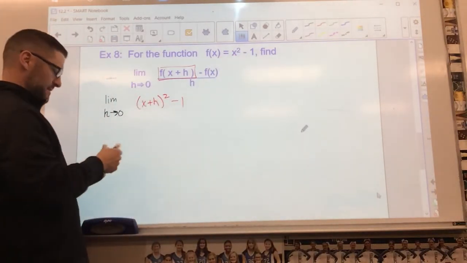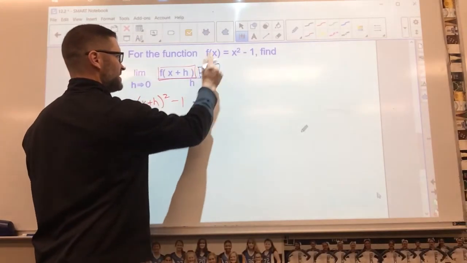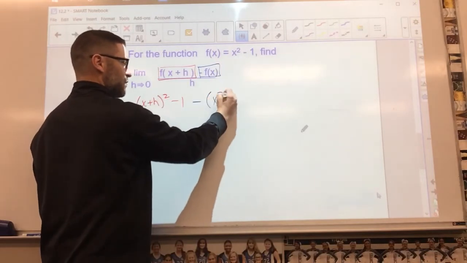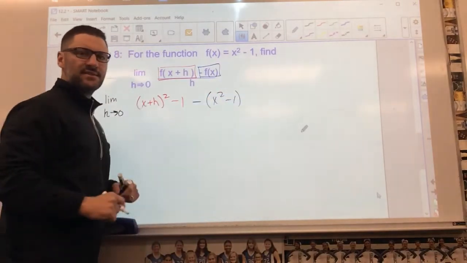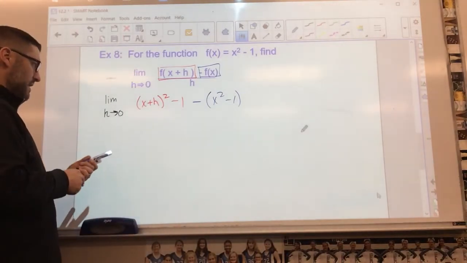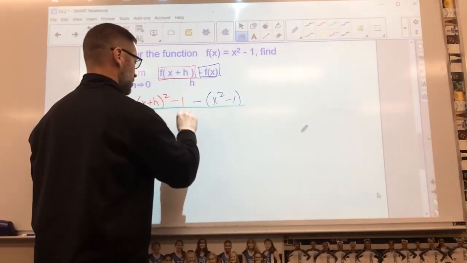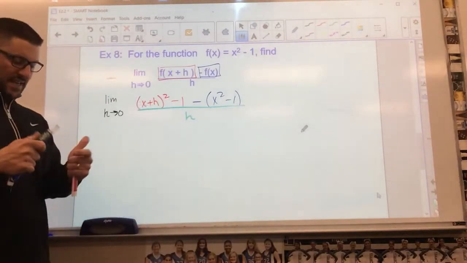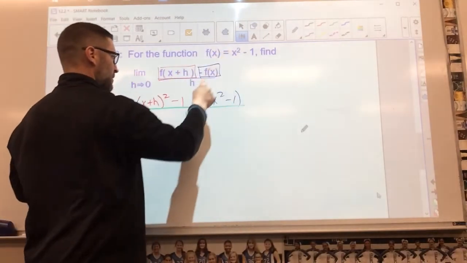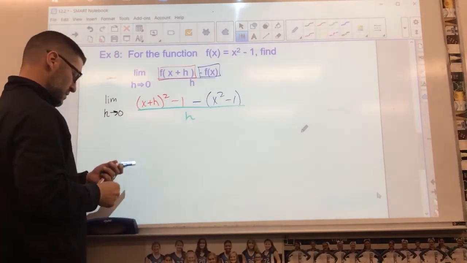Minus f of x. I'm going to use blue. Minus my f of x is the function, so minus the function x squared minus 1. Common mistake is to not use the parentheses there. Make sure you use the parentheses. All over h. That's the setup using the formula. The red part, plug it in, minus the function, all over h.